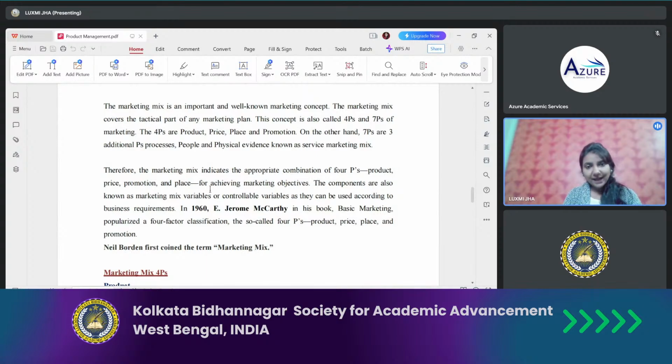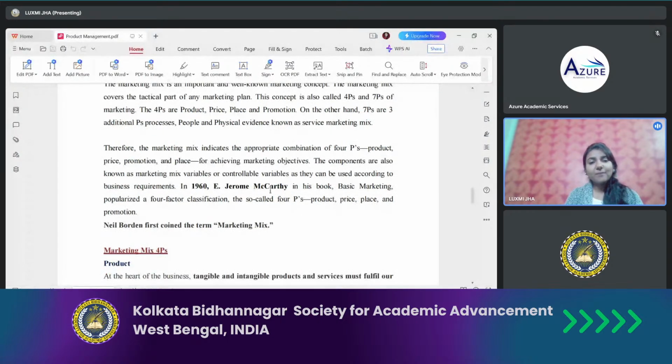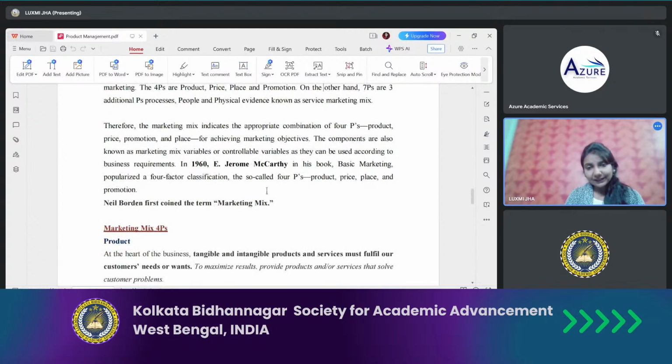Product, price, place, promotion for achieving the marketing objectives. The components are also known as the marketing mix variables or controllable variables, as they can be used according to the business requirement. According to McCarthy in his book, Basic Marketing, popularized the 4 market classification, also called the 4 P's: product, price, place, and promotion.